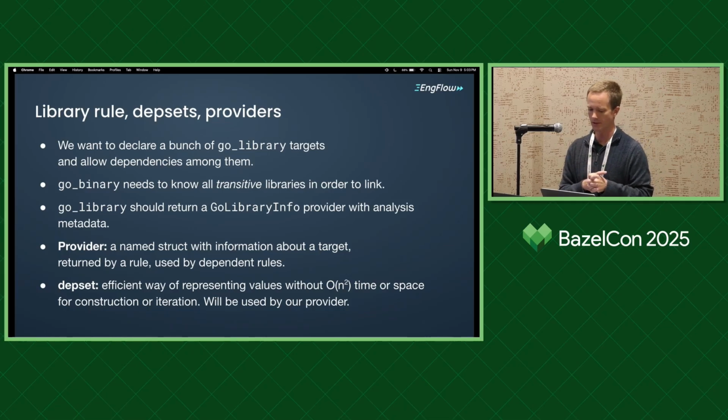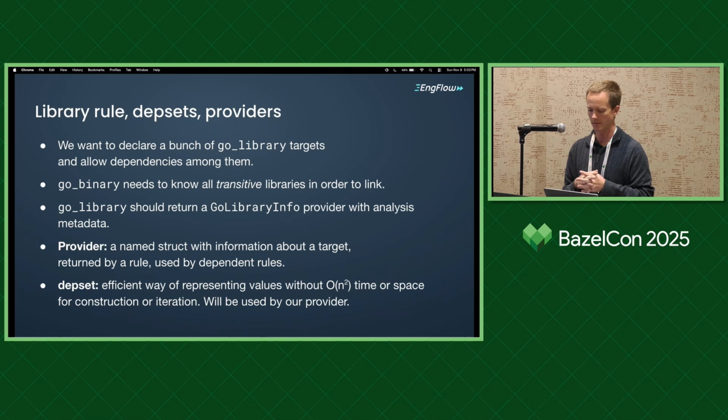So in order to do that, we're going to have a provider, and a provider is just a named struct. It has some information about our target. We can put kind of whatever we want in there. And we're going to put a depset in here. Depset is a Bazel data structure. Starlark doesn't have sets, but we do have depset in Bazel.